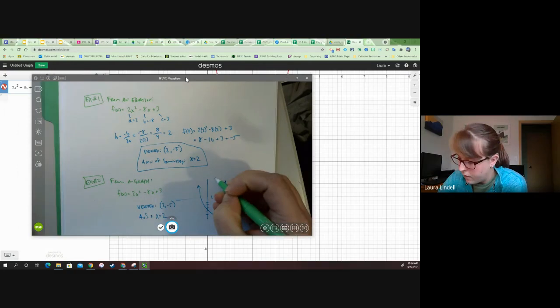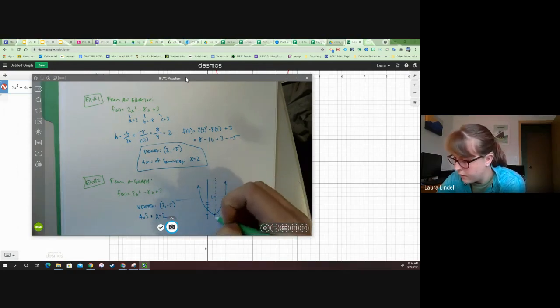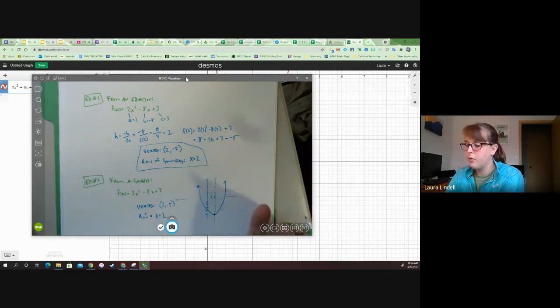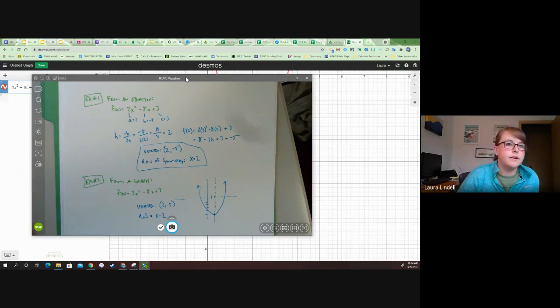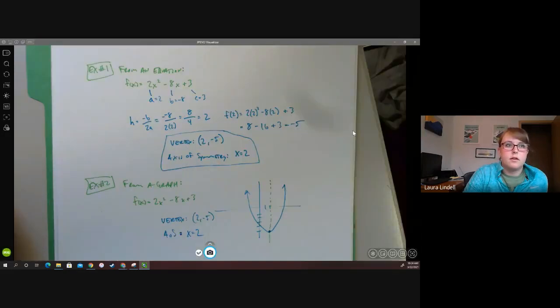And we could even kind of draw what goes along with it. There's our axis of symmetry. If we were to fold along that line, we would get both sides matching up. Okay. Any questions from either of these so far?